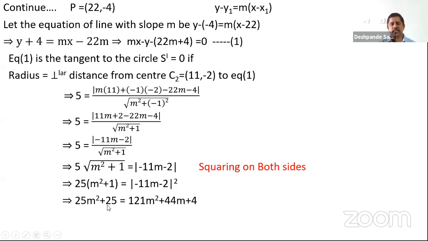So expand this, then write everything on one side. What you get is 121m square minus 25m square is 96m square, then 44m, 4 minus 25 is minus 21, is equal to 0. So what sort of equation did you get? You got a quadratic equation in terms of m. So how do you solve the quadratic equation? You can use any of the methods available. You can use minus b plus or minus square root of b square minus 4ac by 2a, or if you know the factors, you can use the factors.